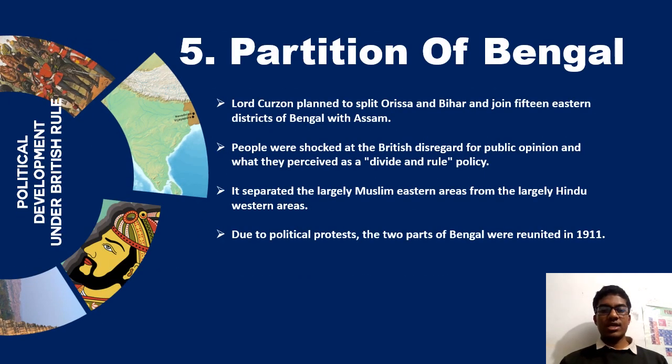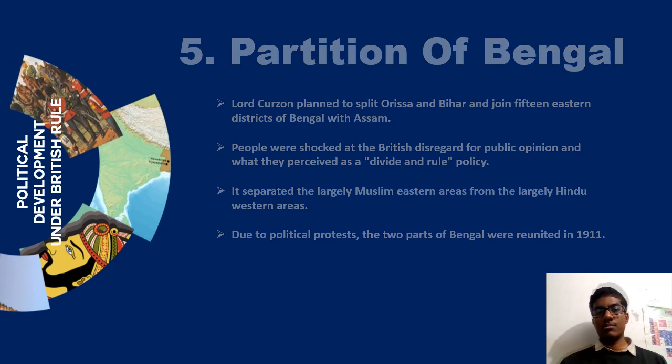The British initiated the partition of Bengal, which was initiated by Lord Curzon. He planned to split Odisha and Bihar and join 15 eastern districts of Bengal with Assam. People were shocked at the British disregard for public opinion and what they perceived as a divide and rule policy. It separated the largely Muslim eastern areas from the largely Hindu western areas. Due to political protests, the two parts of Bengal were reunited in the year 1911.